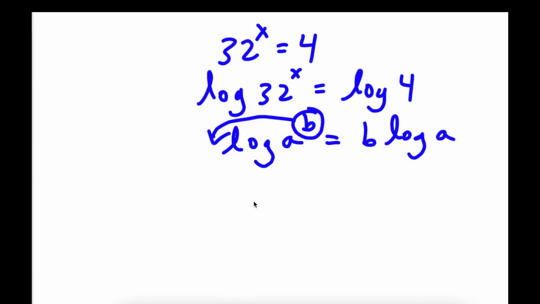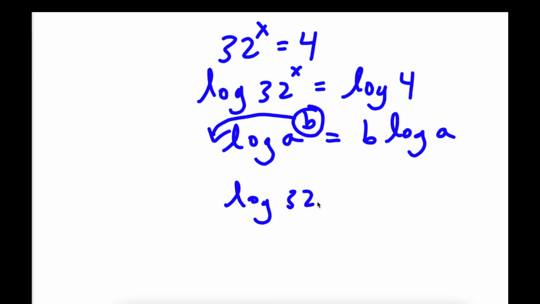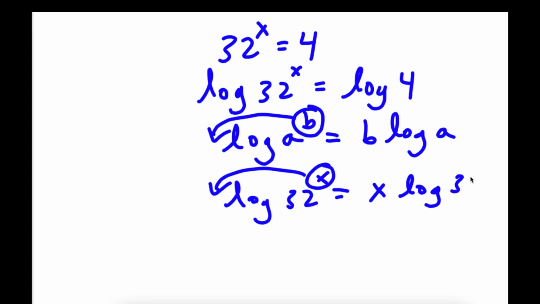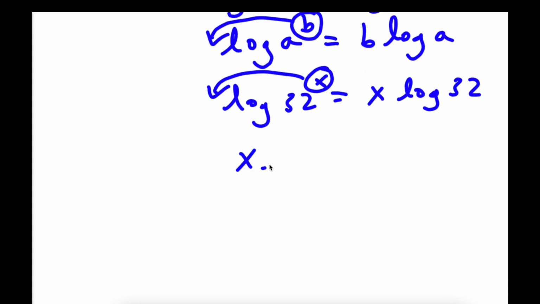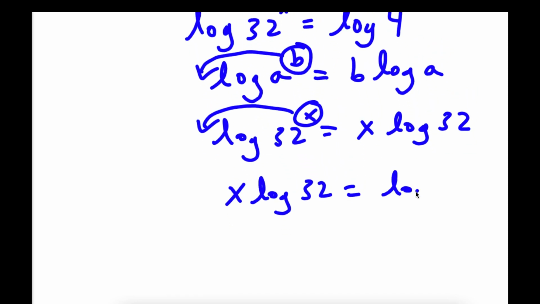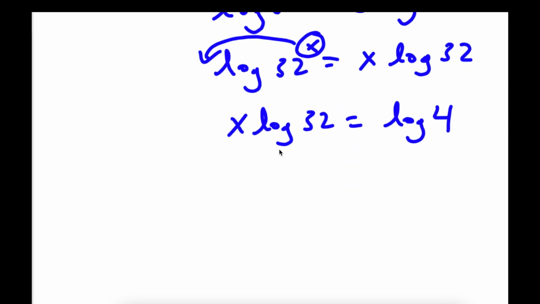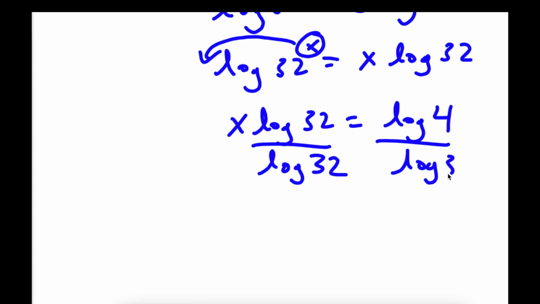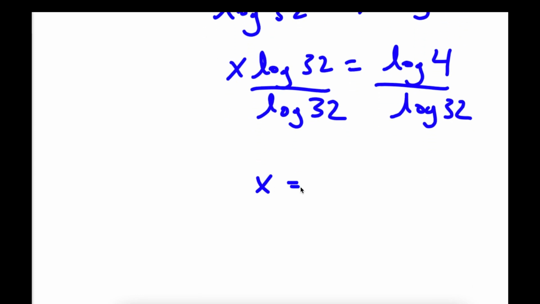So now I'm going to do this with log 32 to the power of x. I'm going to move my exponent x to the front, so this is going to equal x times log 32. So now I have x times log 32 is equal to log 4. Now I can divide both sides by log 32. So now I get x is equal to log 4 over log 32.